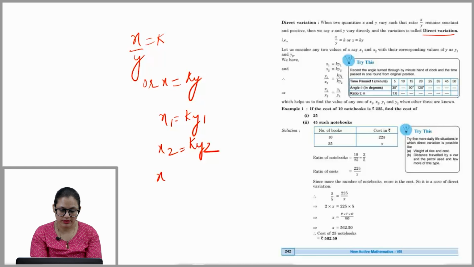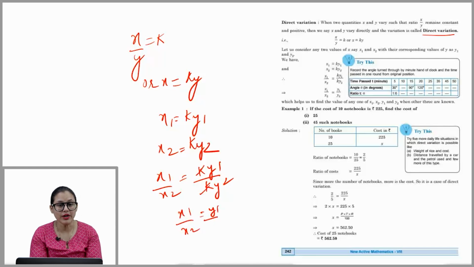So x1 by x2 is what? ky1 by ky2. Okay, k goes. So x1 by x2 is equal to y1 by y2, which helps us to find the value of any of x1, x2, y1 and y2 when the other three are known.